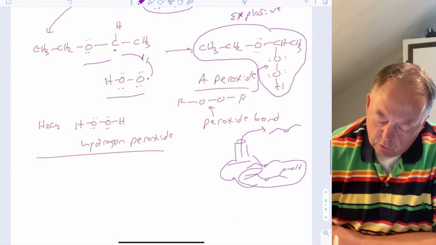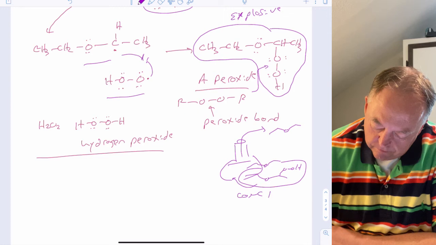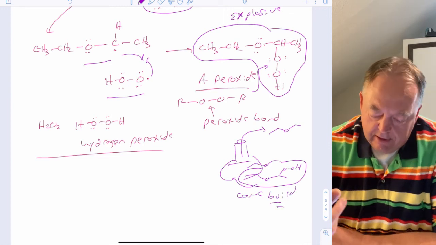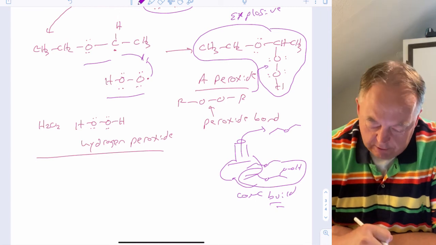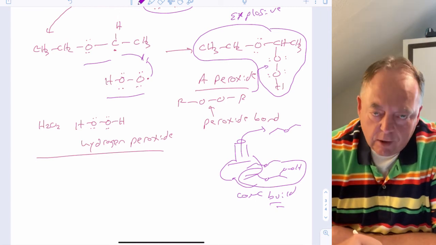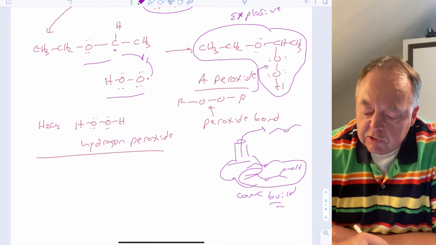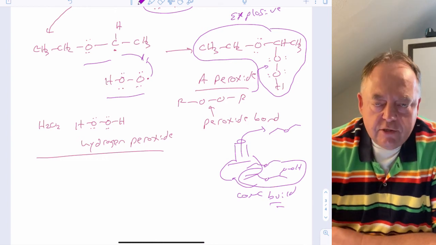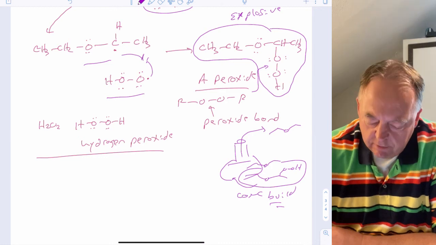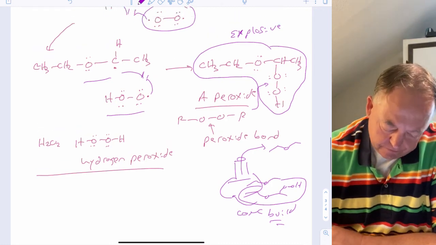So the concentration will build. And if it gets too concentrated, then it becomes an explosive at that point. So there have been many instances of peroxide stills exploding because the proper precautions weren't taken to make sure there are no peroxides in there before the distillation was done.